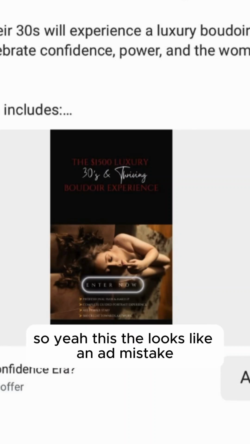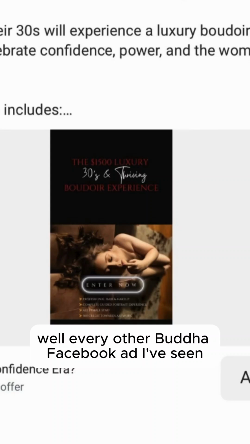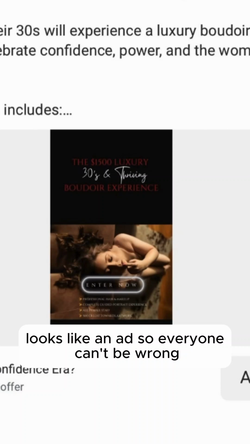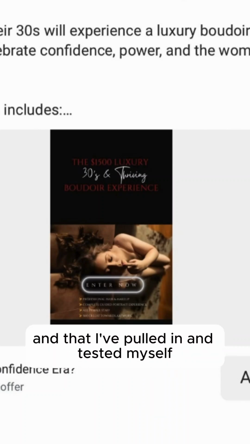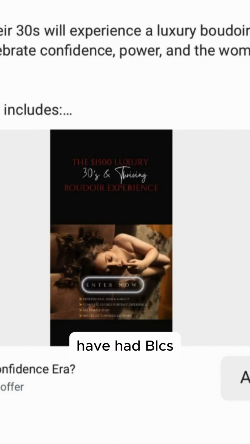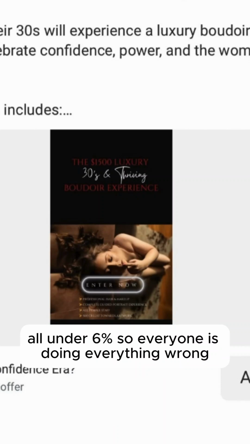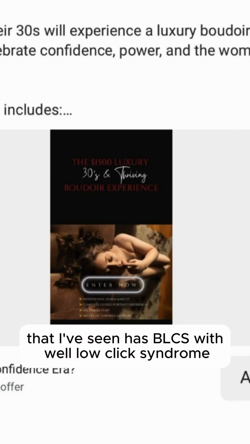So yeah, this looks like an ad mistake. The false belief that caused us to make this mistake is, well, every other boudoir Facebook ad I've seen looks like an ad. So everyone can't be wrong, can they? Well, 100% of the boudoir Facebook ads I've seen the back end for and that I've pulled in and tested myself have had BLCS, boudoir low click syndrome, with a unique CTR all under 6%. So everyone is doing everything wrong. Yes. Everyone is making these mistakes. That's why everyone that I've seen has BLCS, boudoir low click syndrome.